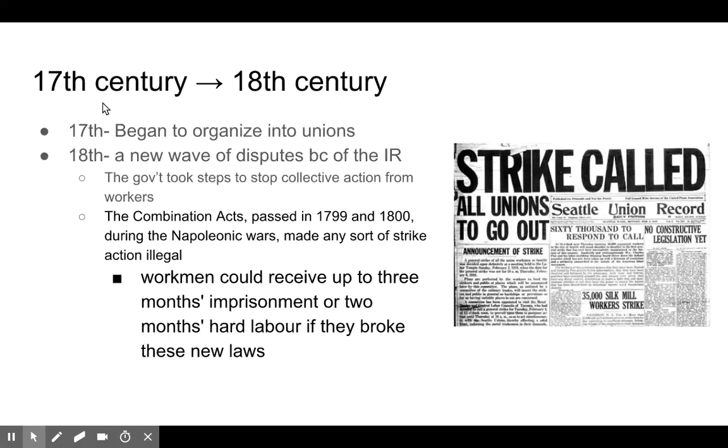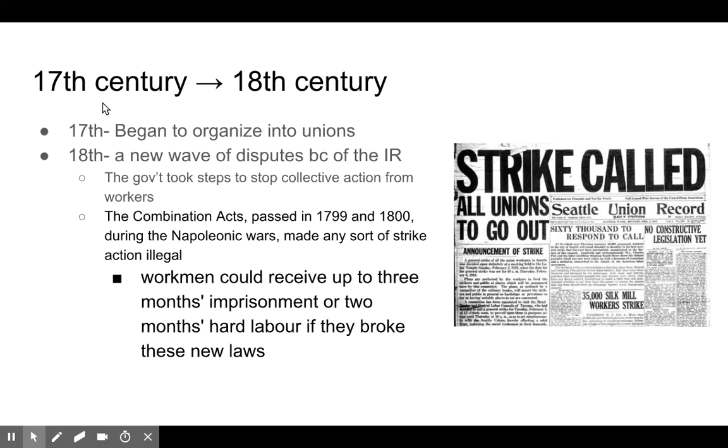So I have on the right here newspapers from the past century. But know that unions and strikes have origins that go much earlier, as early as the 17th and 18th centuries. Before that, people that worked were usually organized into guilds, but by the 17th century, they began to organize into unions. And in the 18th century, there's a whole new wave of disputes because of the Industrial Revolution.